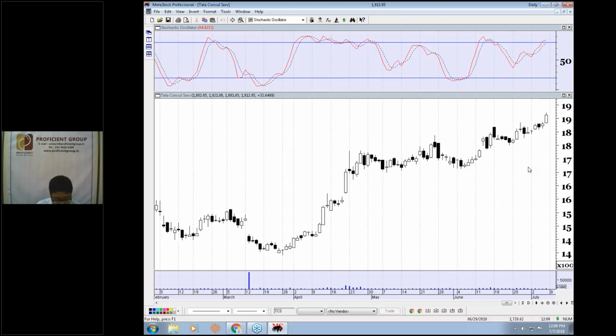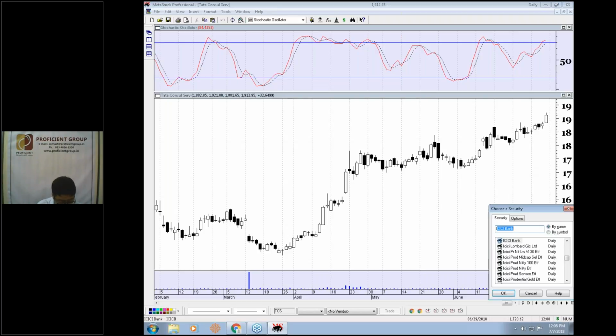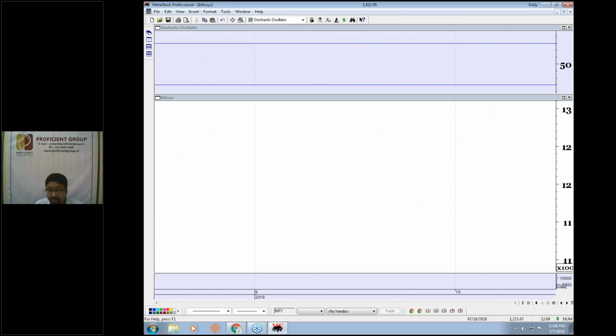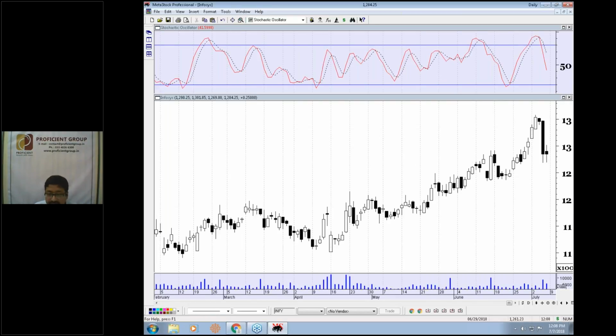In fact, large cap IT stocks are generally good. Not only TCS, Infosys is also good. On Thursday there was a big correction in Infosys, but these corrections are extremely healthy for the longer term uptrend to survive, to continue. We have to keep a close eye on this chart.